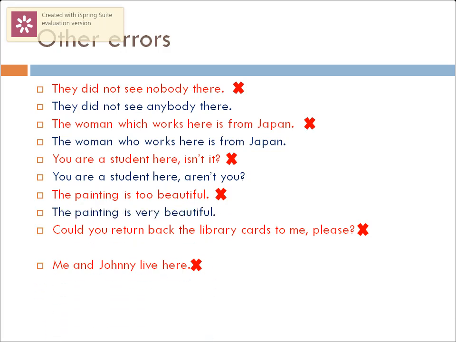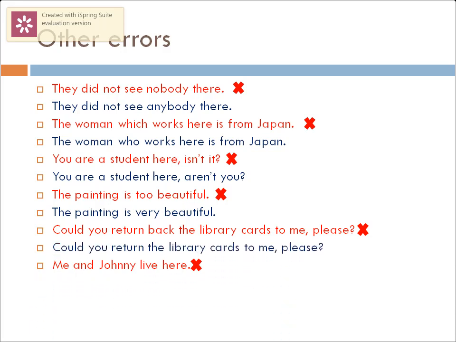In the next sentence, the painting is too beautiful. Now, too is used in a negative sense. Too hot means it's more than what is desired. So here, the painting is too beautiful is wrong. If you want to use it in a positive sense, it generally has to be, the painting is very beautiful.